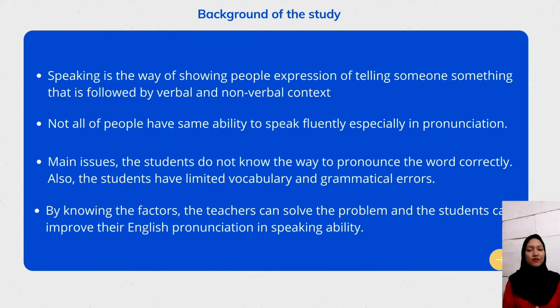So the main issue of this study is that the students do not know how to pronounce words correctly. It is also because they have limited vocabulary and grammatical errors. By knowing the factors affecting students' pronunciation in learning English skills, the researcher hopes that the teacher can solve the problem and the students can improve their pronunciation ability, especially when they are speaking with other people.